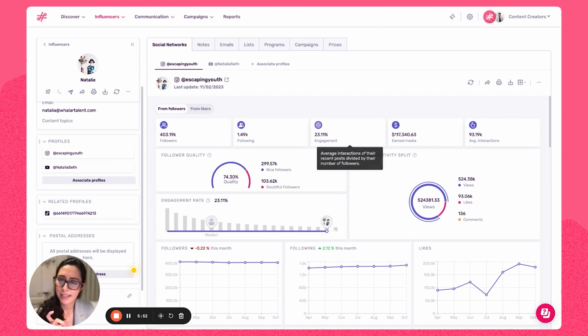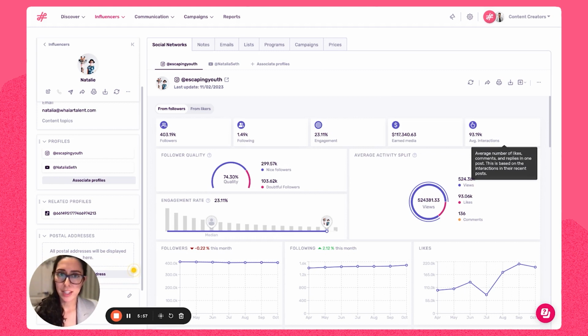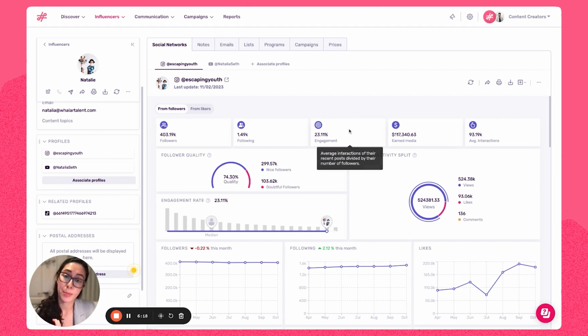Now, why is this distinction important? Because average interactions could be very high for a mega influencer who has millions of followers who are constantly liking their posts. However, that could give you kind of a distorted impression because maybe a micro influencer actually has a much higher engagement, but their number of average interactions is much lower just because they have less followers. So I like to look at the engagement rate because it gives me a percentage that's easily comparable. And this comparison doesn't depend on the number of followers that the influencer has.